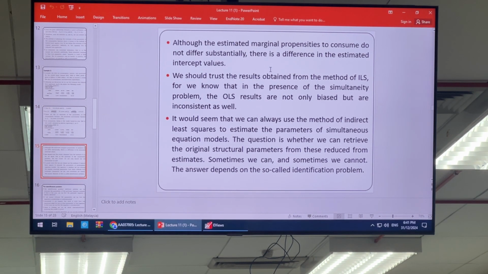There is a difference in the estimated intercept values, and we should trust the result obtained from the method of indirect least square. For we know that in the presence of the simultaneity problem, the ordinary least square results are not only biased but are inconsistent as well. So it would seem that we can always use the method of indirect least square to estimate the parameters of a simultaneous equation model. The question is whether we can retrieve the original structural parameters from the reduced form estimates. Sometimes we can and sometimes we cannot. So the answer depends on the so-called identification problem.